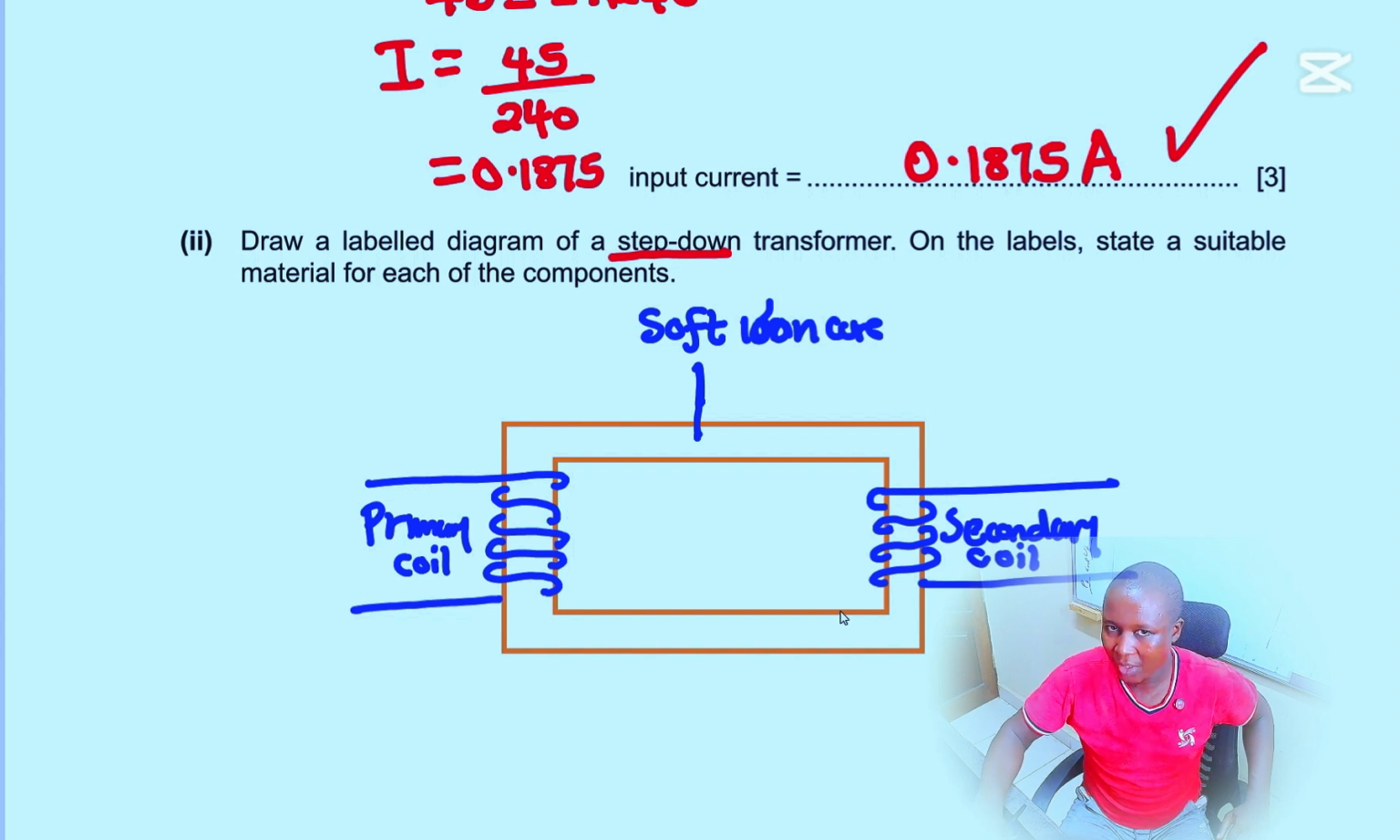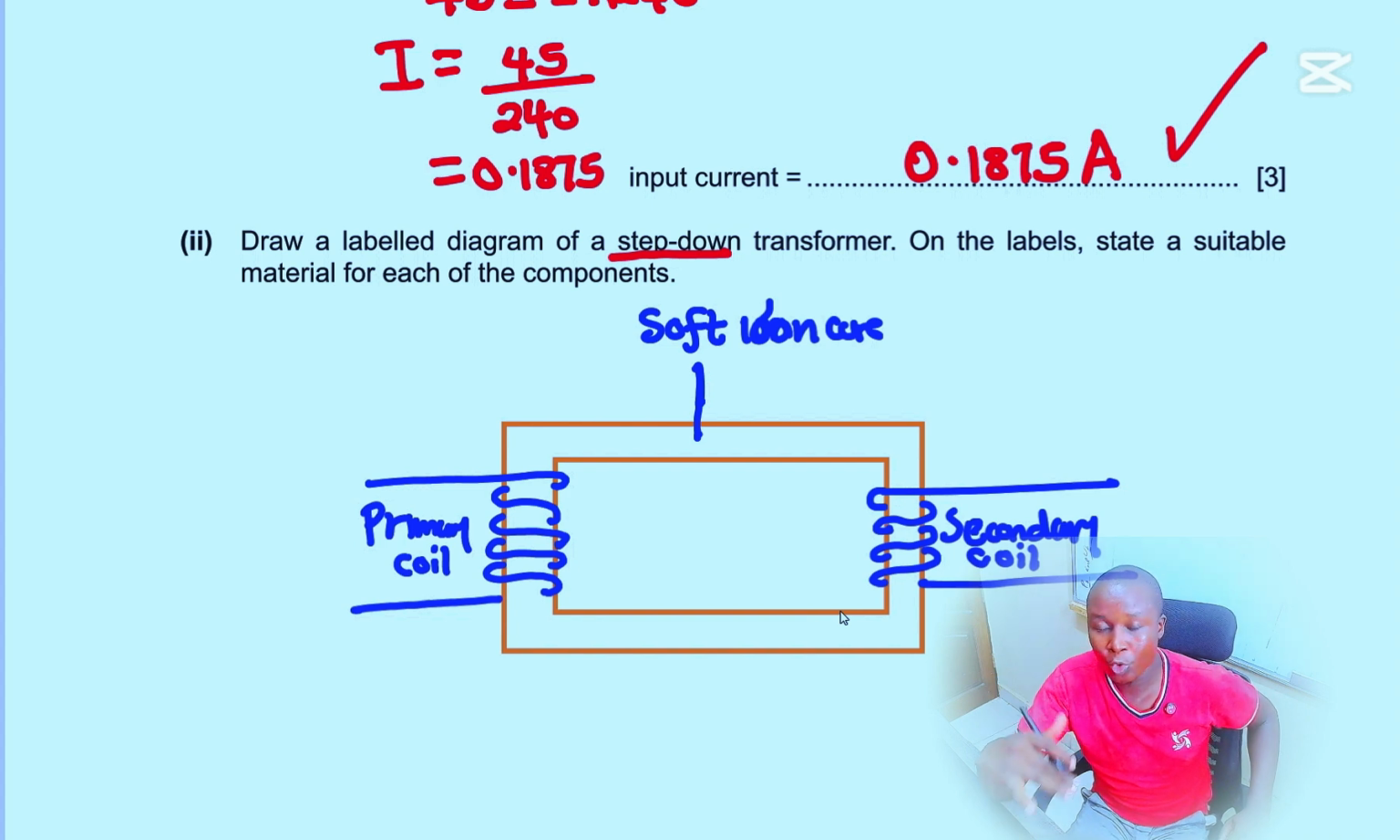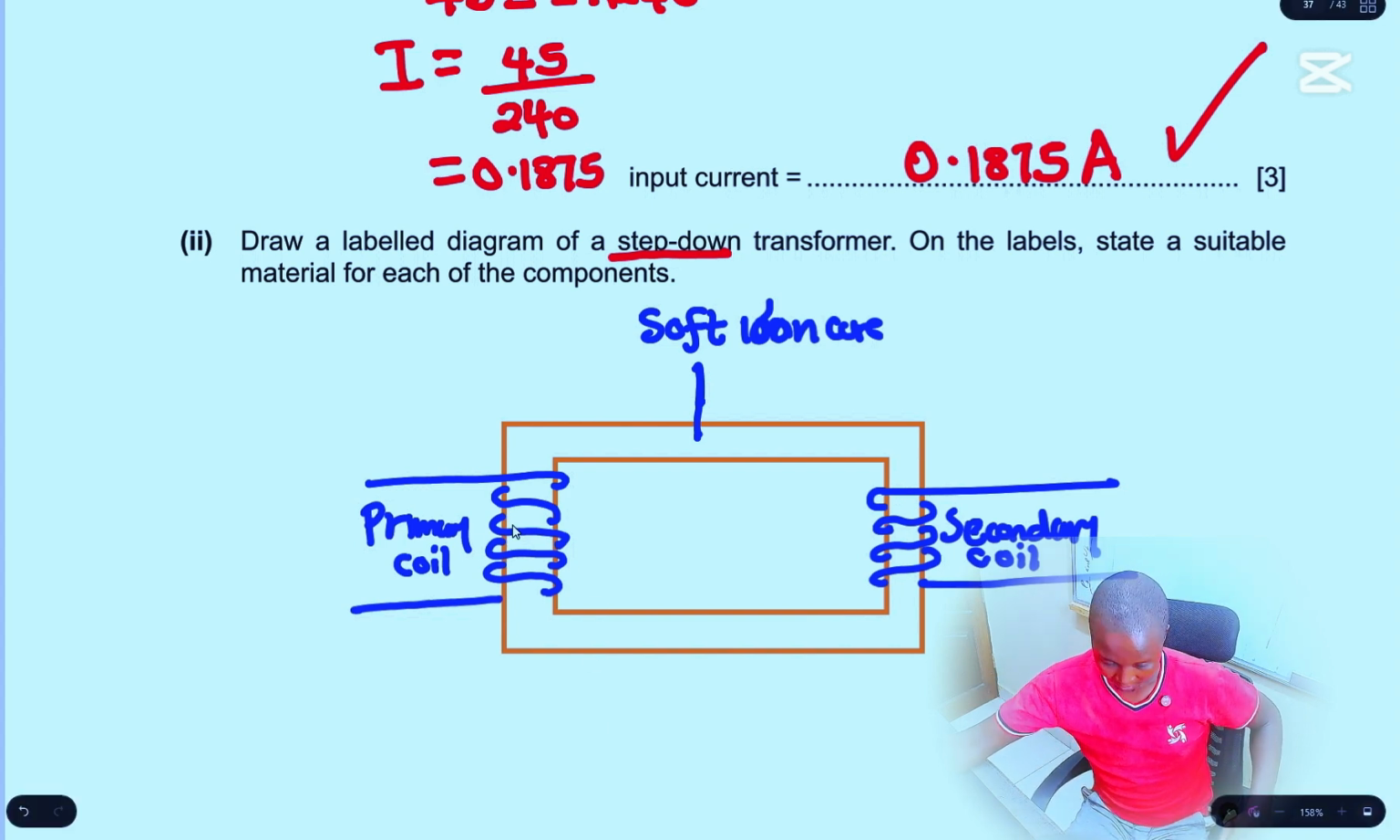A step-down transformer reduces voltage. So the number of turns in the secondary coil will be less than the number of turns in the primary coil. You can see here, I've drawn it in such a way that we have more turns in the primary coil than the secondary coil. And then we have a soft iron core.